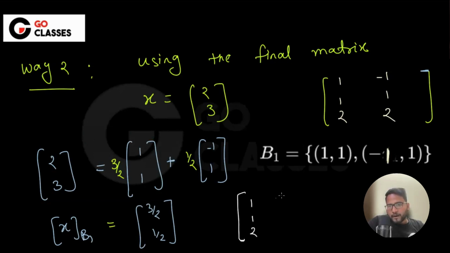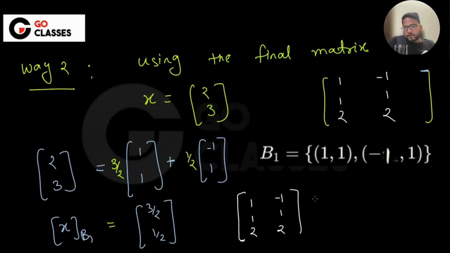112 minus 112 should be multiplied with 3 by 2 and 1 by 2. Just let me know what is the answer that you're getting. 3 by 2 of this and then 1 by 2 of this. You can just do 3 and 1 and then divide by 2 later on.